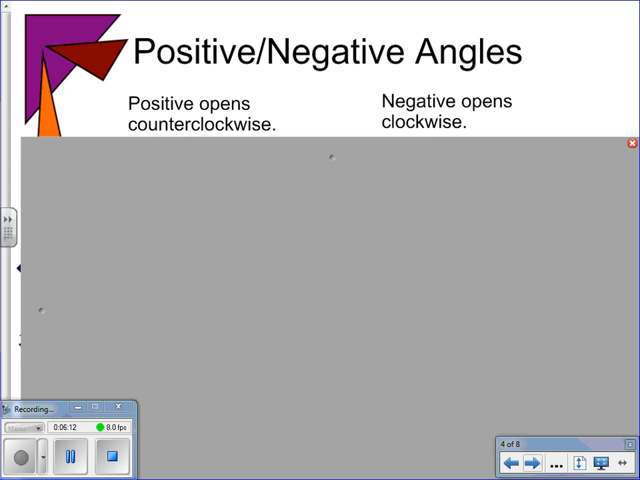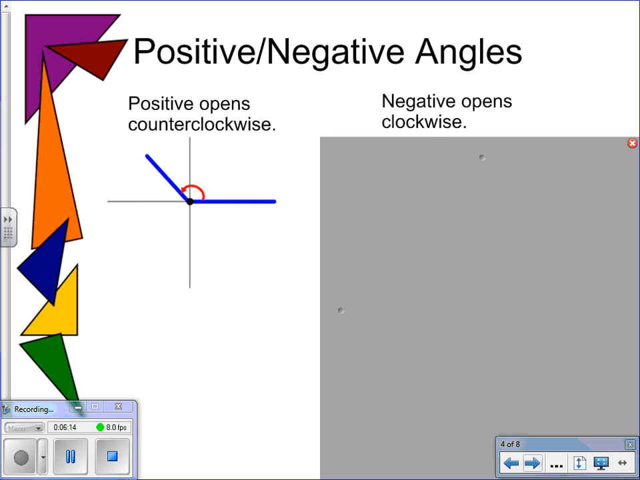The angle that we saw on the previous slide, I just copied it right here. That's a positive angle. When we estimated it, we said maybe 135. I had labeled the axis for you. We go up to 90 degrees and then around to 180. But we were going counterclockwise, so that was considered a positive angle.